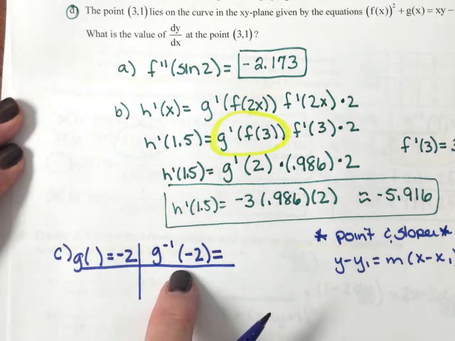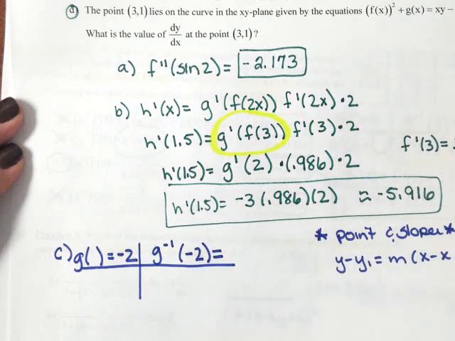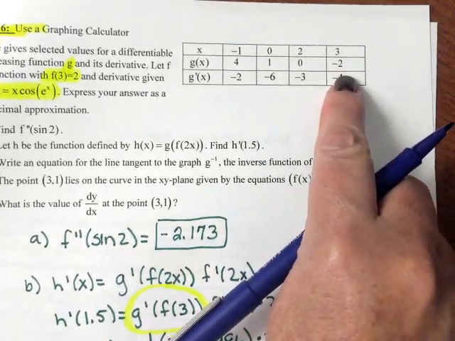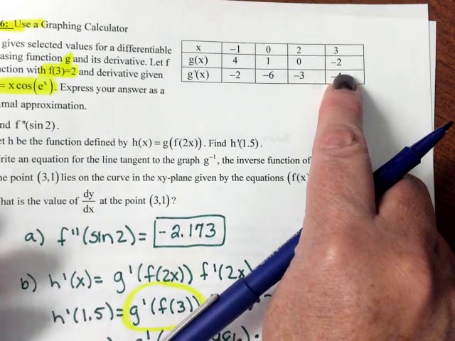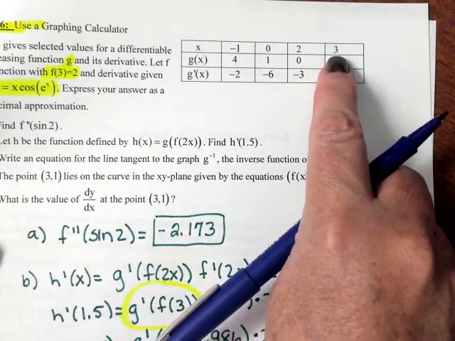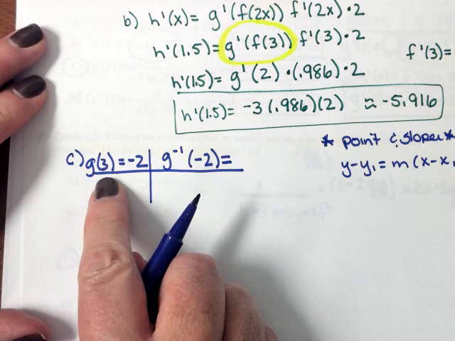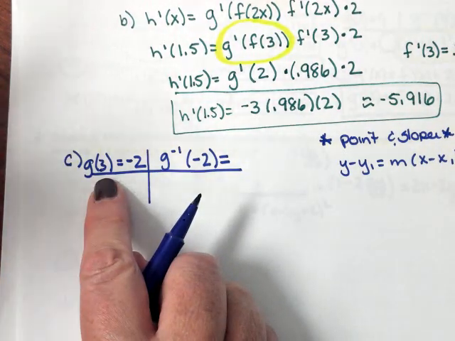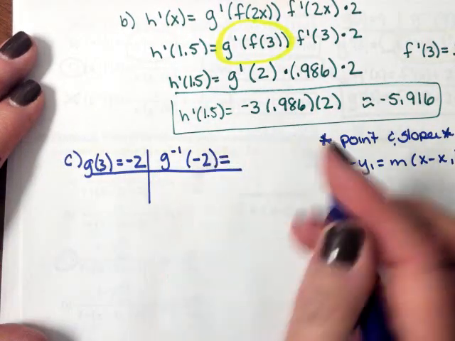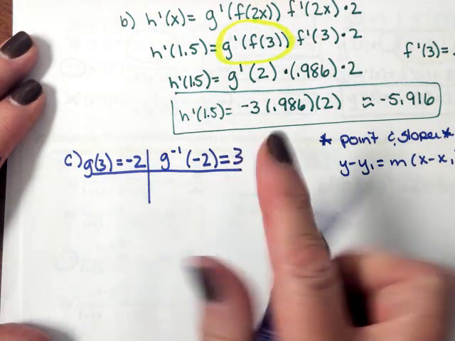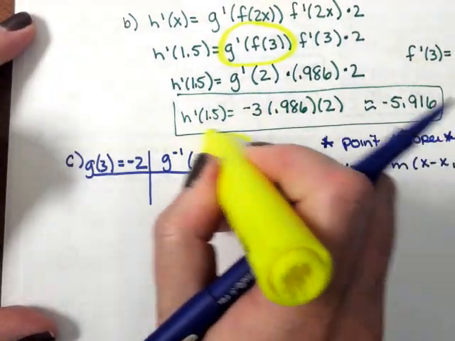So now when I look at my table, what x-coordinate has a y value of negative 2? When you look at your table, the y-coordinate for g of x that's equal to negative 2 is occurring at 3. So what I know then is that g of 3 has to be equal to negative 2. So then on my inverse function g, the point is going to have to be negative 2, 3. So this is the point I'm going to use when I go to write the equation of my tangent line.